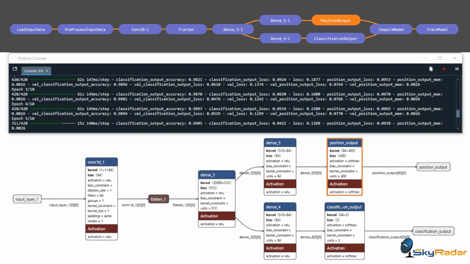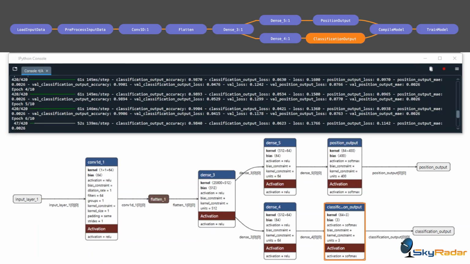When a target is present in the data, the softmax output produces a sharp peak close to a probability of 1 at the corresponding position, effectively pinpointing the target. The second branch passes through dense 4, which also has 64 neurons and a ReLU activation function. This leads to the classification output dense block, which has 3 neurons, corresponding to the 3 classification categories.